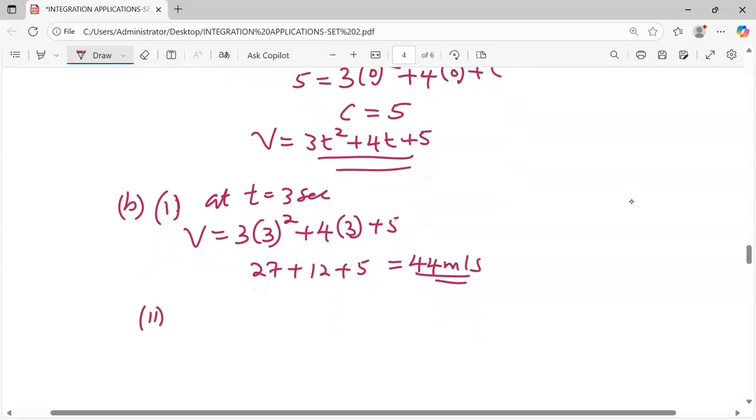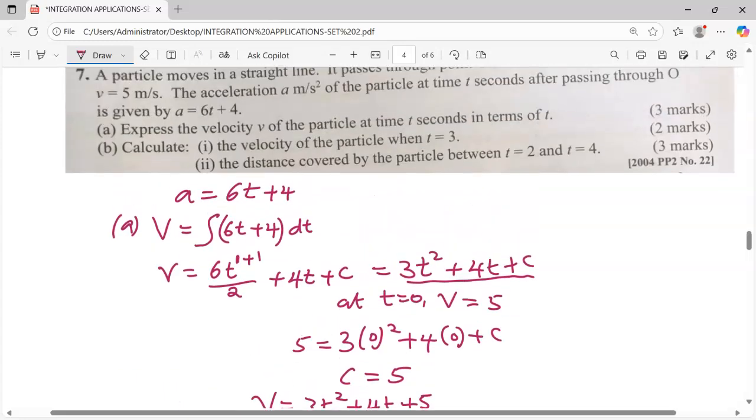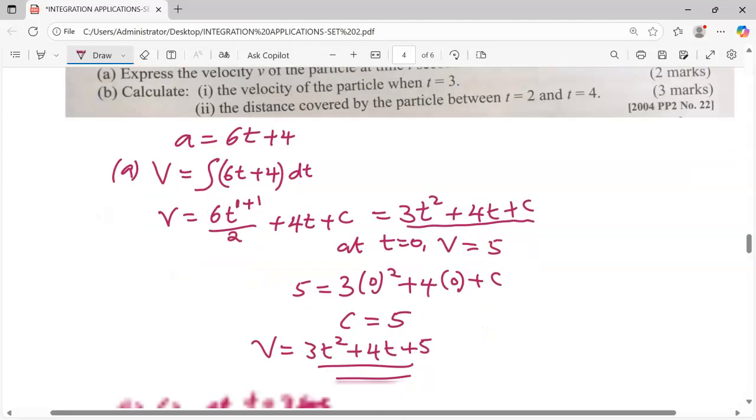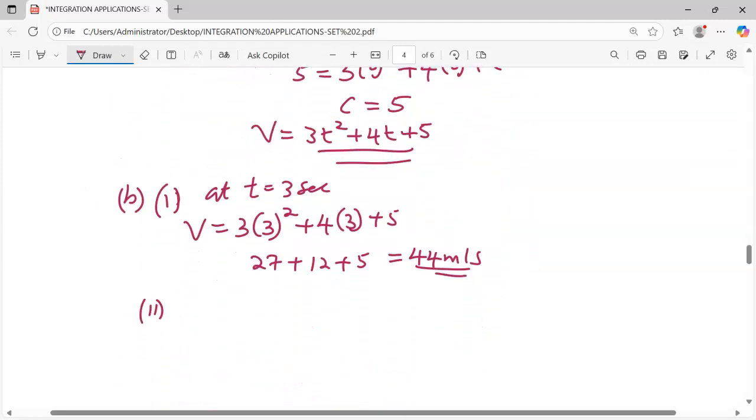Then in Roman 2, we have been told to find the distance covered by the particle between t equals 2 and t equals 4. Remember, to get the displacement, we are going to integrate the velocity function, which is 3t squared plus 4t plus 5.